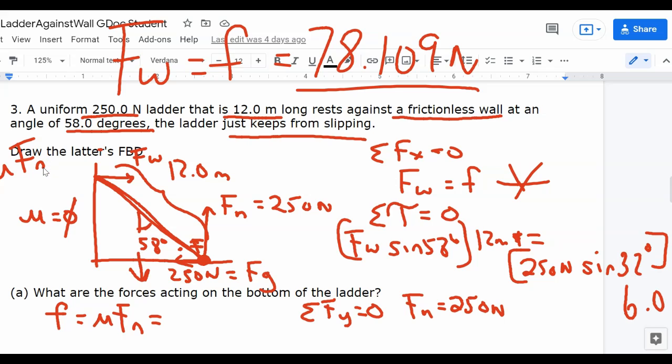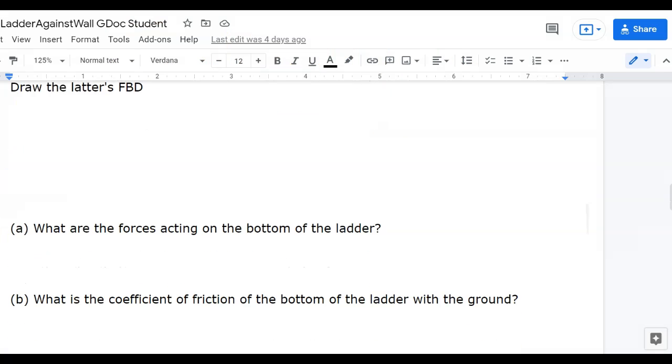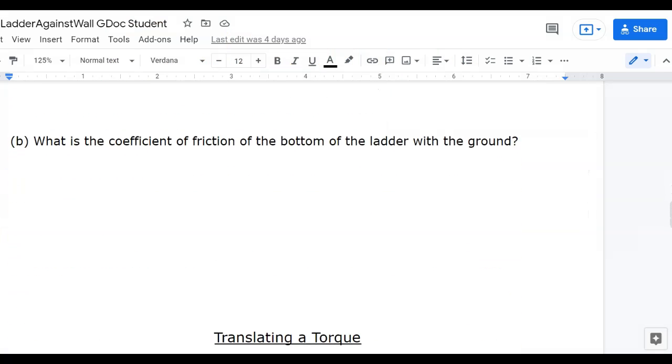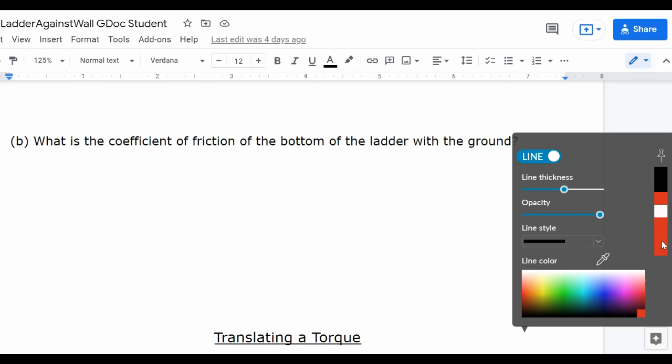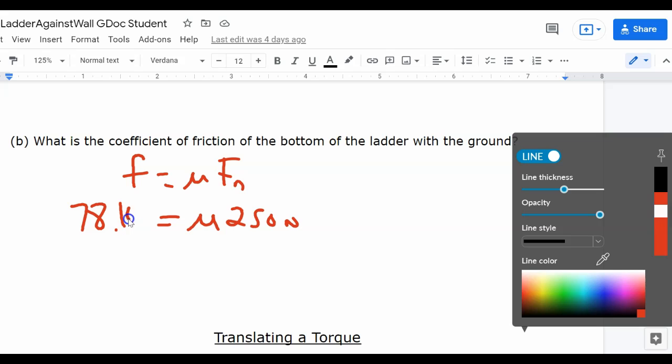You know the normal is 250. So 78.109 equals mu times the normal, which is 250. It's got a little crowded. Maybe I can clean this up because this is just a mess. Could you feed me the info? So we can see it nice. So the friction is mu times normal. Was the normal 250? Yeah. And the friction was 78.9 newtons. And you divide both sides by 250. And we're done with the ladder.